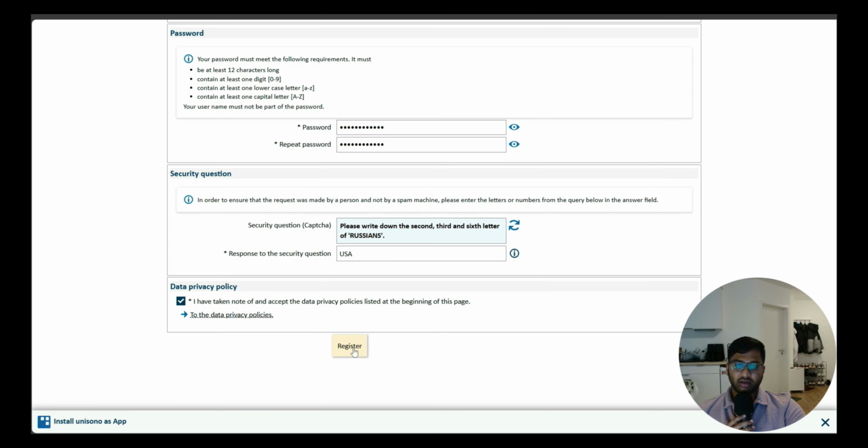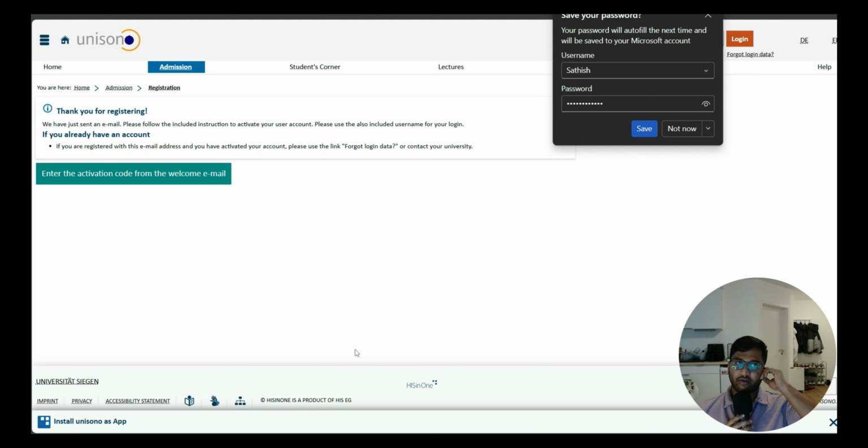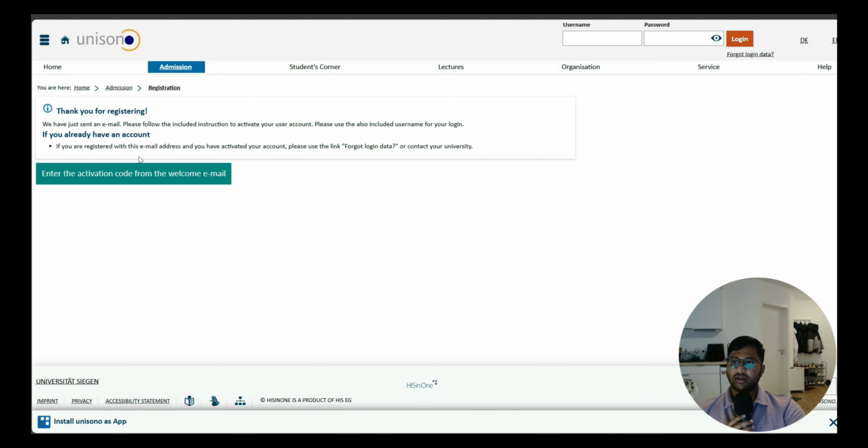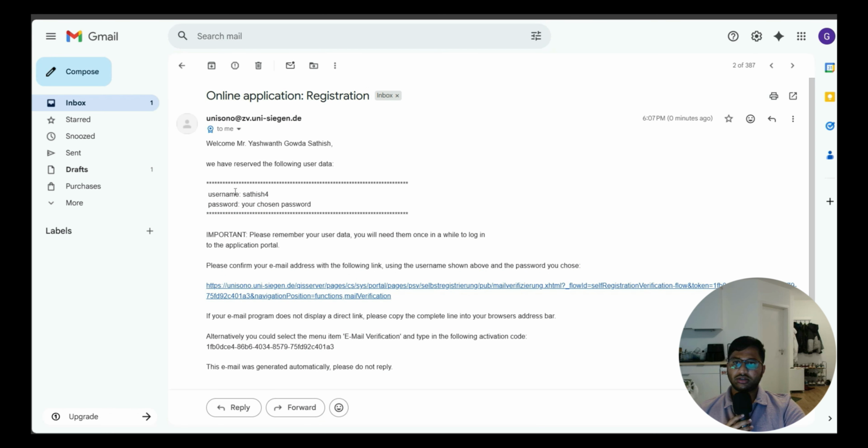I don't know if I will get the email because I might have used this email to apply to other courses, but yeah, we have clicked on register, and here you can see we have already got a confirmation, saying check your registered email ID that you have given there. You will also have an email with the activation code, so we will check for that particular email, and here it is, online application registration, and this is the username Satish4 and your chosen password. You can directly use this, or you can also use the authenticator or the email verification code.